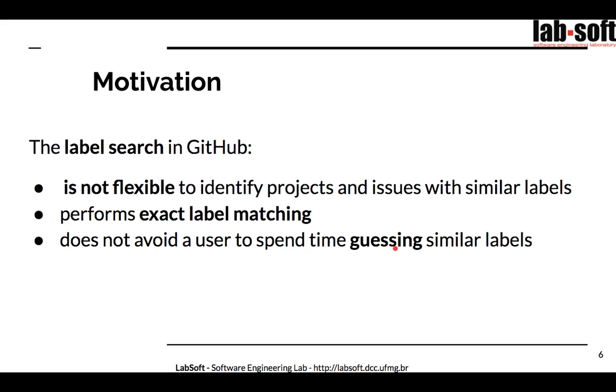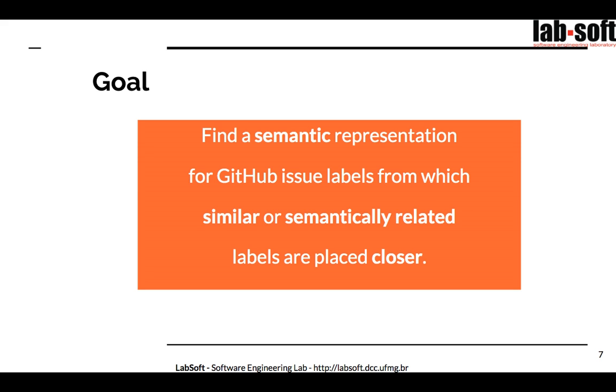Therefore, the search engine of GitHub is not flexible enough to identify projects and issues with similar labels. It performs exact label matching and does not prevent a user from spending time guessing similar labels. Therefore, the goal of this paper is to find a semantic representation for GitHub issue labels from which similar or semantically related labels are placed closer.